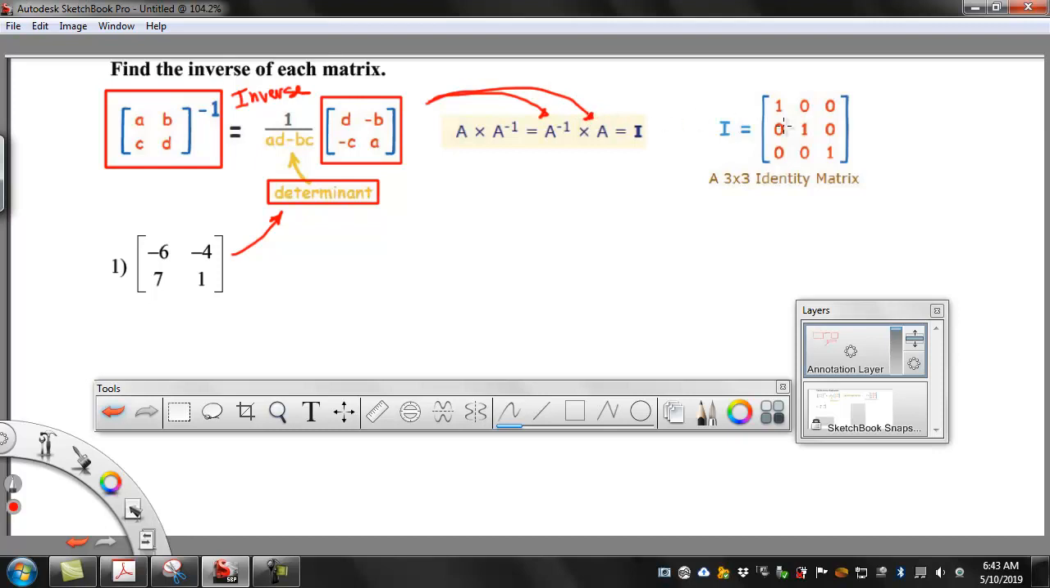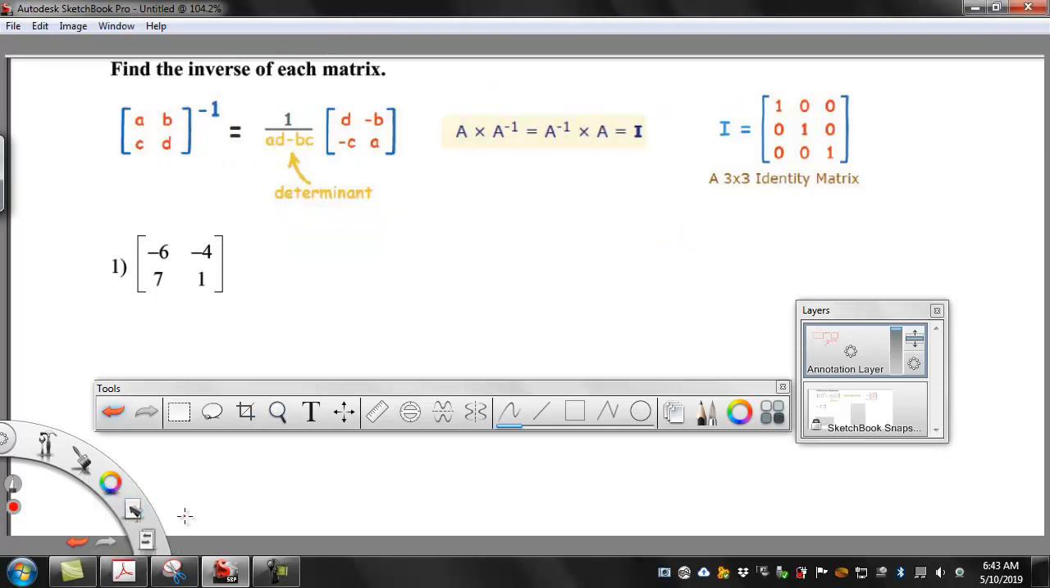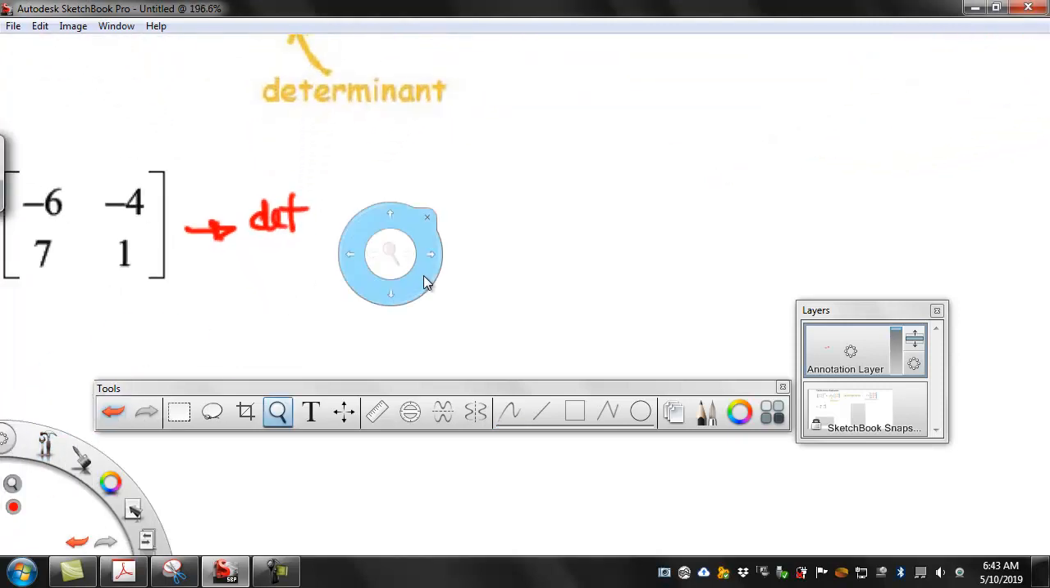Now, if we take the inverse and multiply it by the original matrix, it will give us an identity matrix, and it has a diagonal from the top left down to the bottom right made of 1s. Okay, let's begin by taking the determinant first. Let me go ahead and zoom in here a little bit.